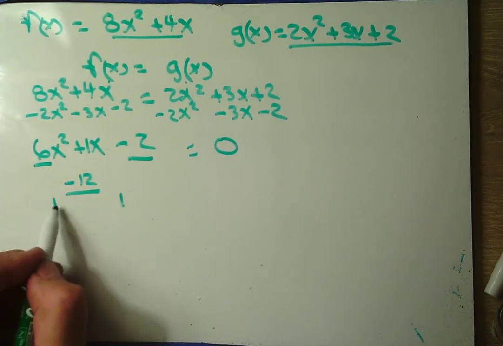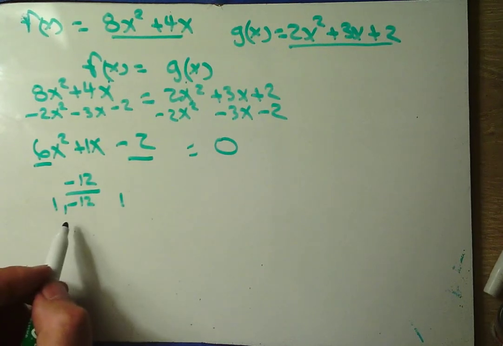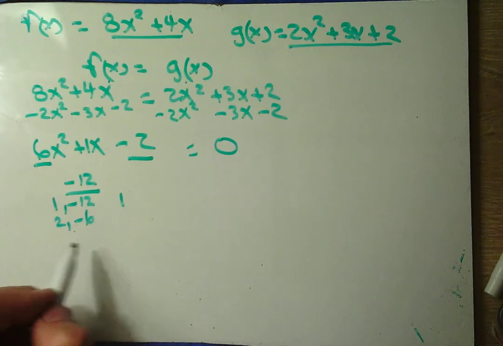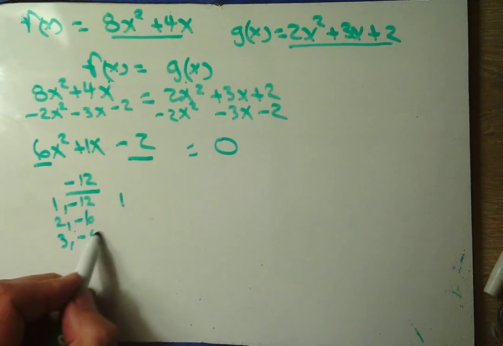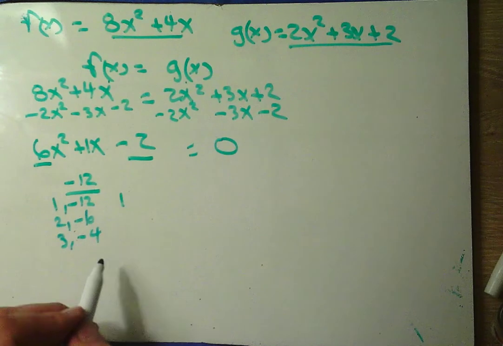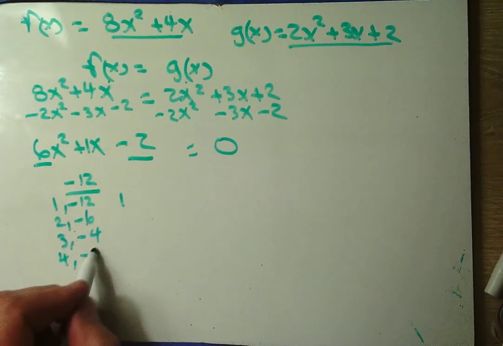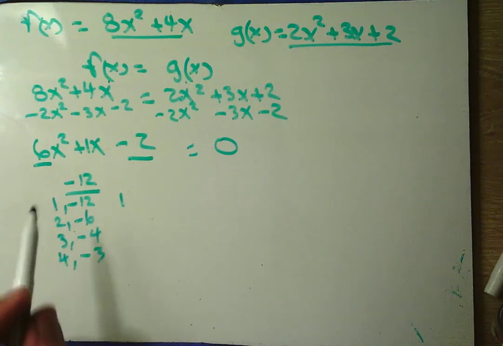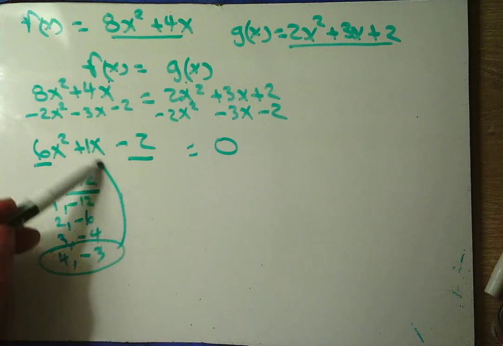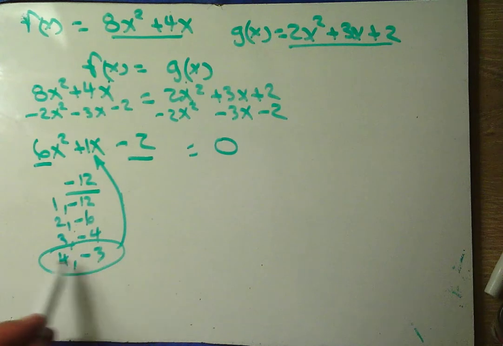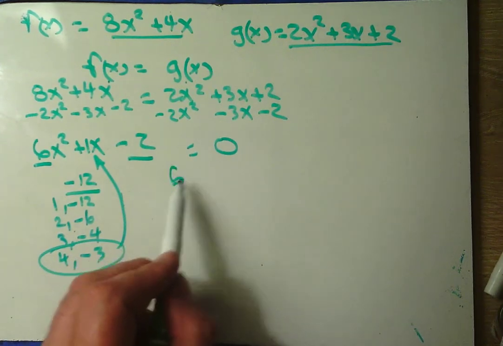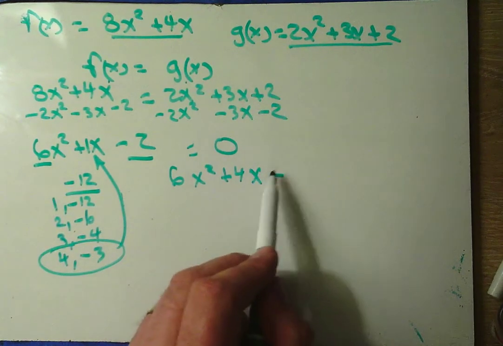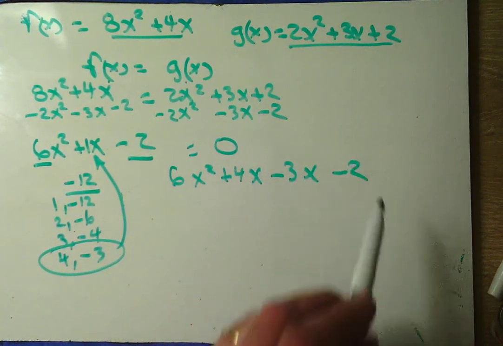Well, does 1 times negative 12 work? No. How about 2 times negative 6? No. 3 times negative 4? Well, they add up to negative 1. So what about 4 times negative 3? Yes, these will add up to positive 1. So I'm going to take these and replace this 1 term with these 2 terms. So now I'm going to have 6x squared plus 4x minus 3x minus 2.